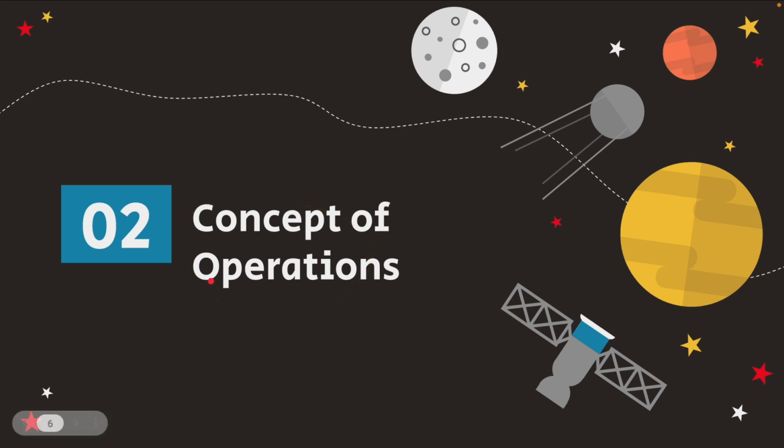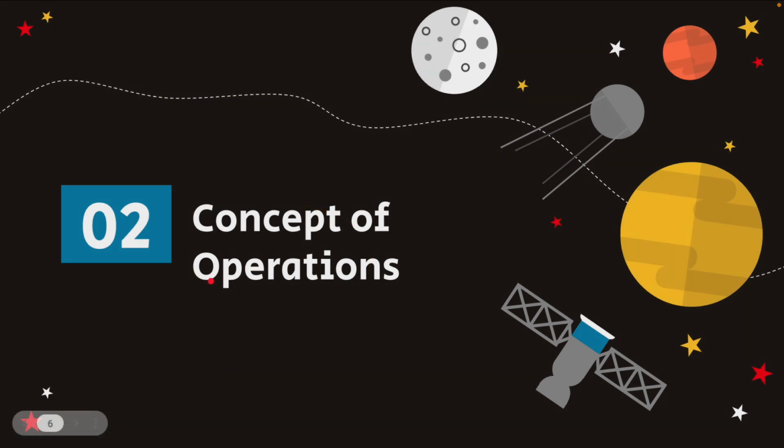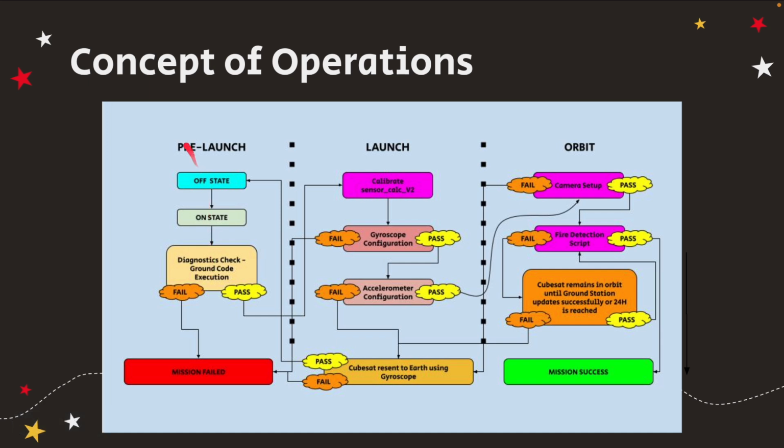Here is our concept of operations. So there's 3 phases to the concept of operations, which include the pre-launch phase, the launch phase, and the orbit phase. The CubeSat will begin in the off state, and when it is powered on, it will begin by running a diagnostics check. So this means it will attempt to execute the code on the ground. If that fails, the CubeSat mission cannot be continued and it will lead to a mission failed. But if it passes, we're able to proceed to the launch phase.